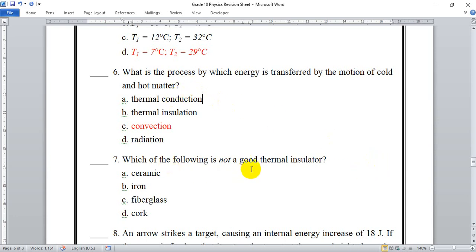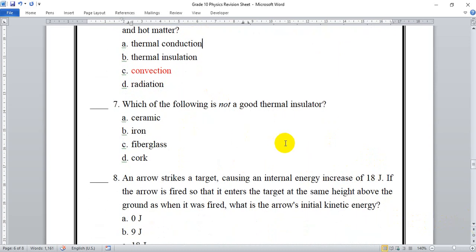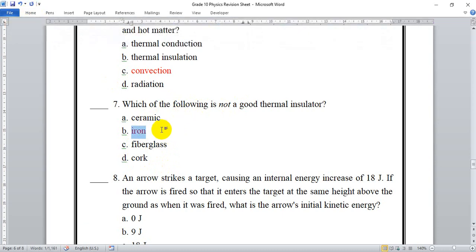Number 7. Which of the following is not a good thermal insulator? Ceramic, iron, fiberglass, or cork. Which one is not a good insulator, which means that it is a good conductor? It is iron. Iron is a good conductor, so it is not a good insulator.